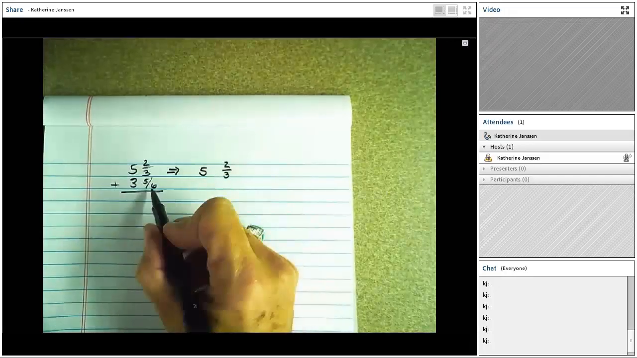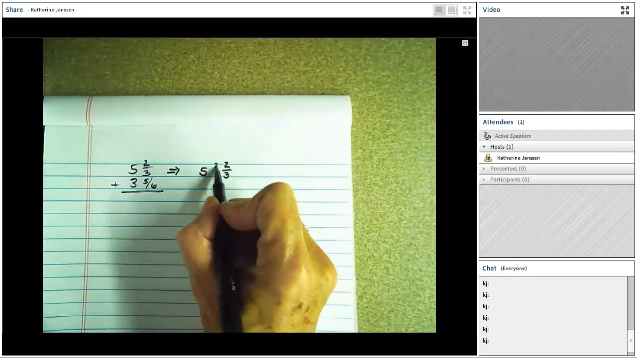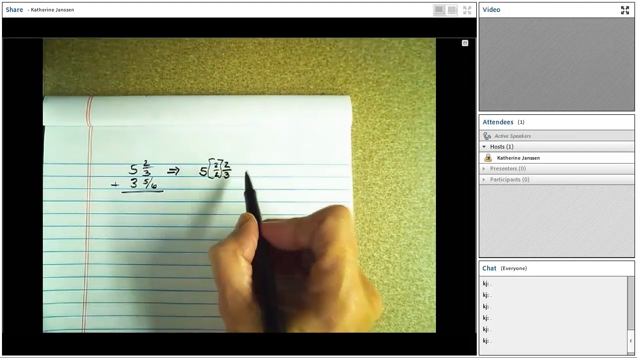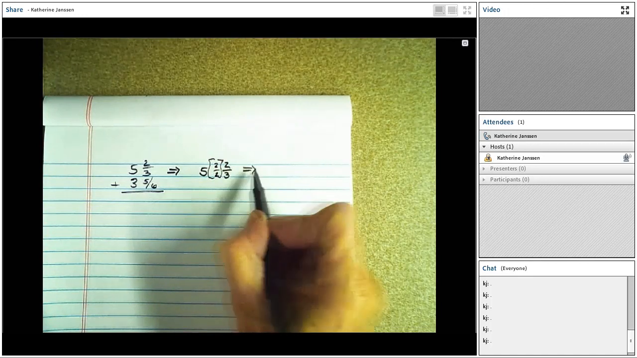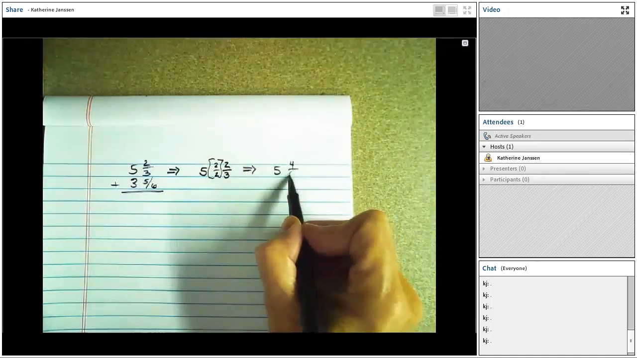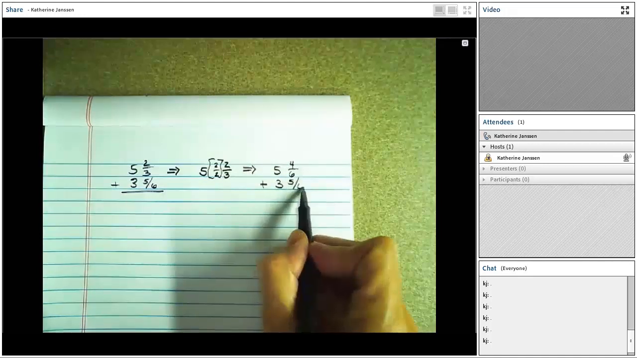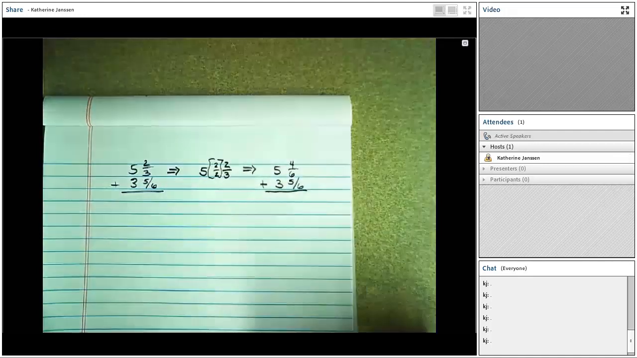3 times 2 is 6. So I'll multiply the numerator and the denominator. And I'll get 5 4/6. Bringing this across, I have 3 5/6. It was already in 6. I didn't have to convert.